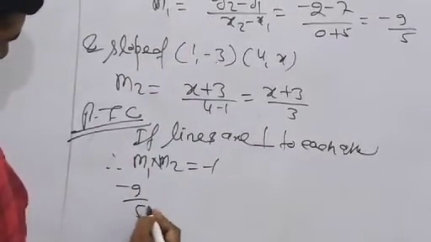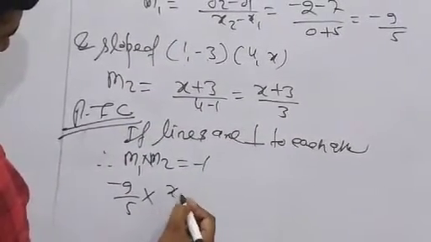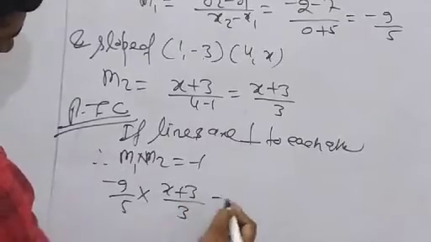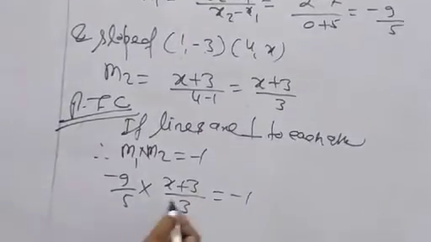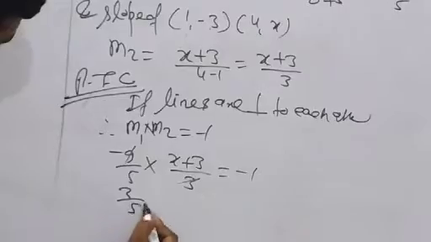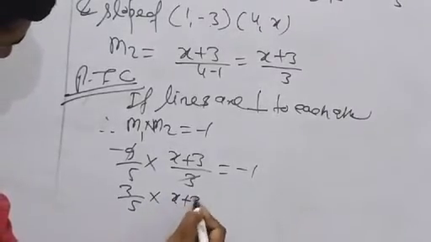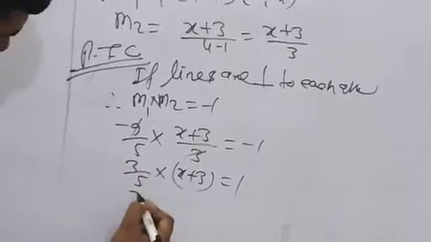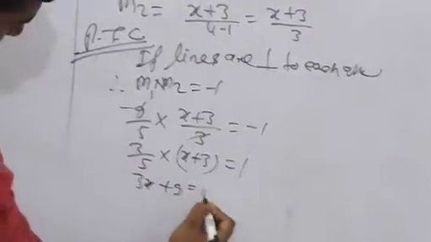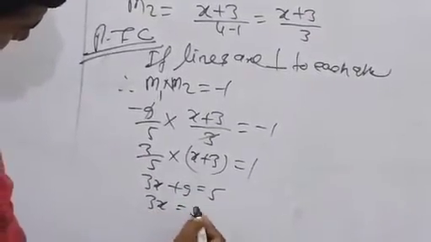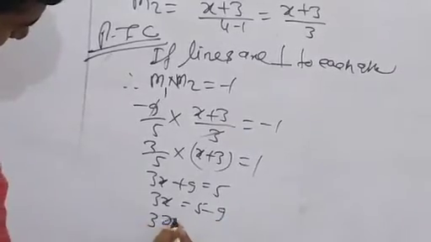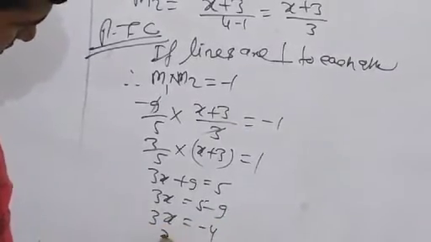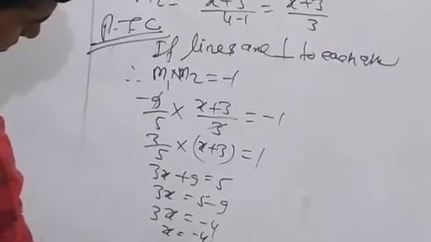m1 means 9 by 5 x plus 3 upon 3 is equal to minus 3 upon 5 into x plus 3 is equal to 1. Now 3 into x, 3x plus 9 is equal to 5. 3x is equal to 5 minus 9. 3x is equal to minus 4. x is equal to minus 4 by 3.